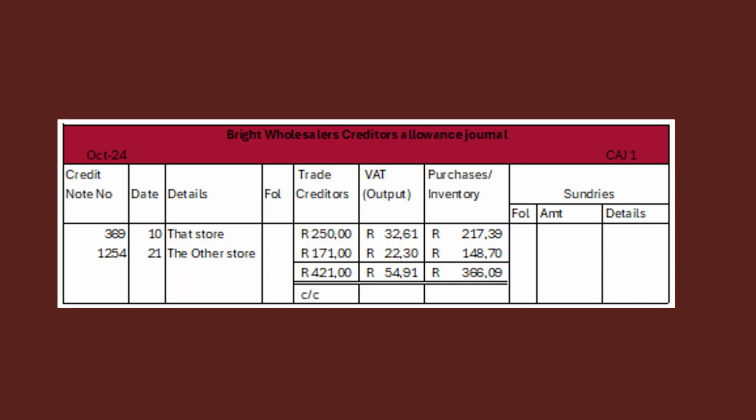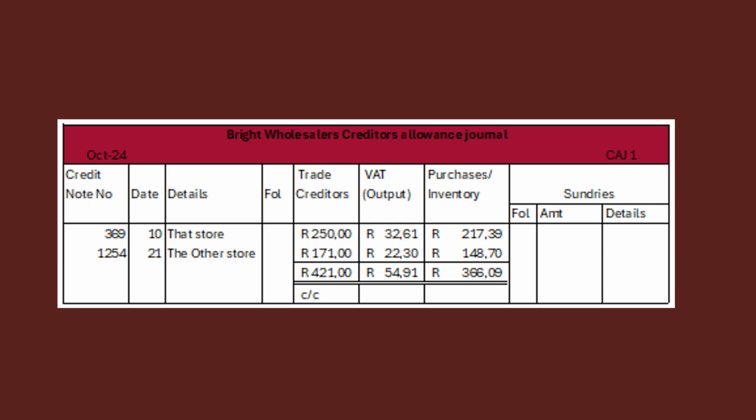So here we have an example of Bright Wholesalers Creditors Allowance Journal. And by now we should know the explanation of each column, but let me give you a brief overview again quickly. So the credit note number, this column reflects the supplier's credit note number. These numbers do not run in sequence as the credit notes are generated and issued by a number of different suppliers, creditors. These credit note numbers help you trace the credit note in case of any query.